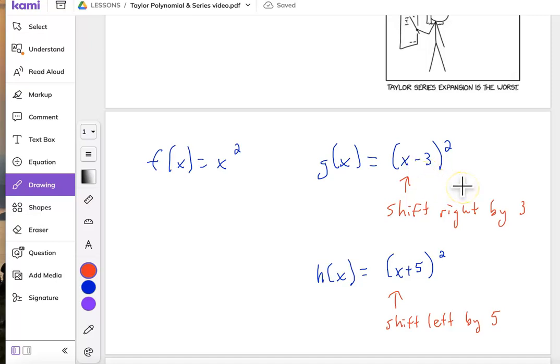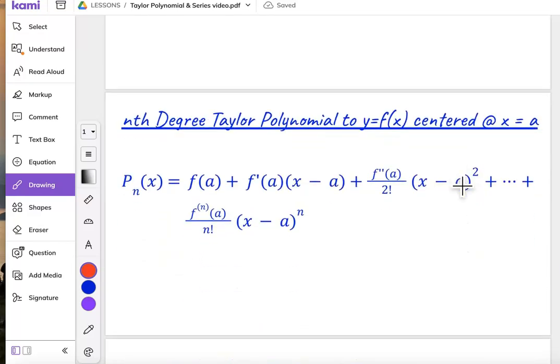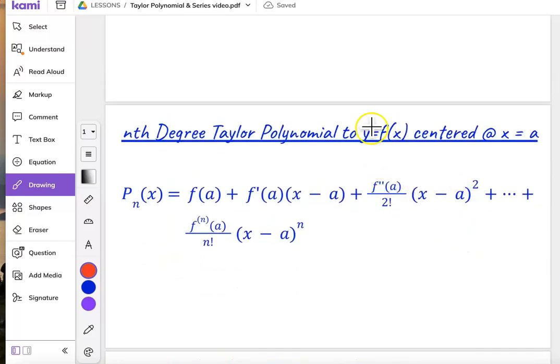The basic way to construct the nth degree Taylor polynomial to a function y equals f of x centered at x equals a is the same essential formula that we see with our Maclaurin polynomial, except we subtract a from each x value in the polynomial. So we see here this x to the first power, we're subtracting a from that. This x being squared, we subtract a from that, and so on. For every power of x, we just subtract a.